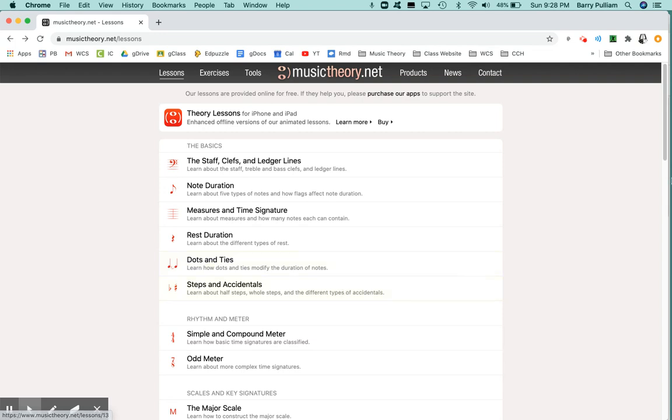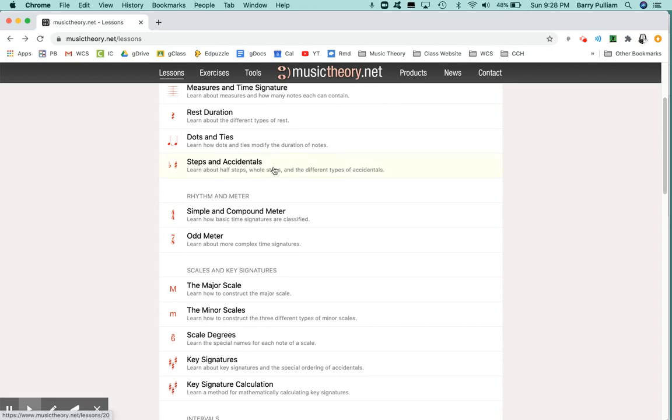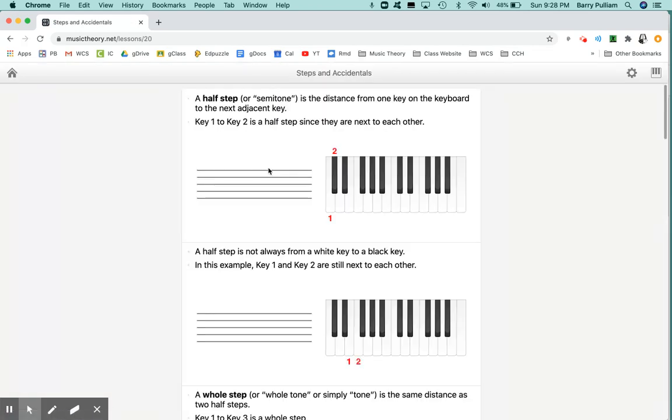Steps and accidentals. You will need to be able to recognize sharps and flats. I'm not going to get really heavily involved with steps right now because we're still learning terminology. But a half step is a semitone. Let's know that. From any key on the piano to the next key is one half step.